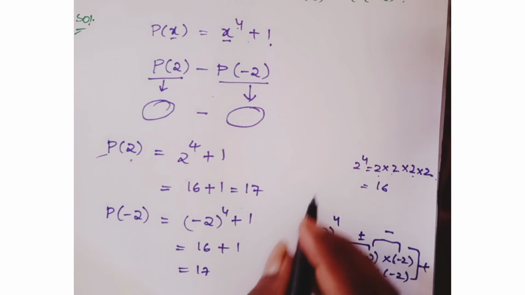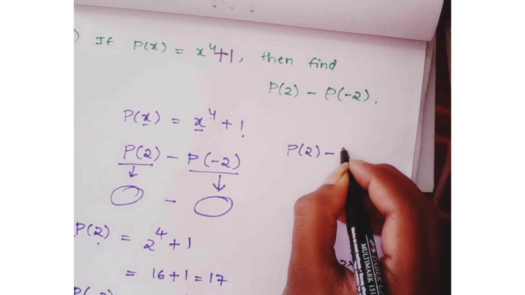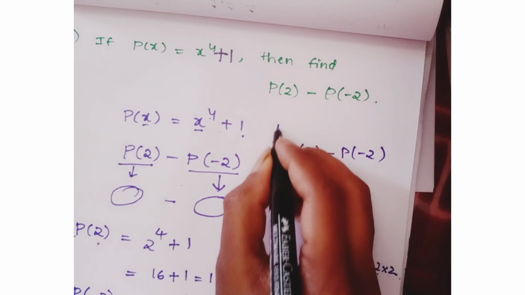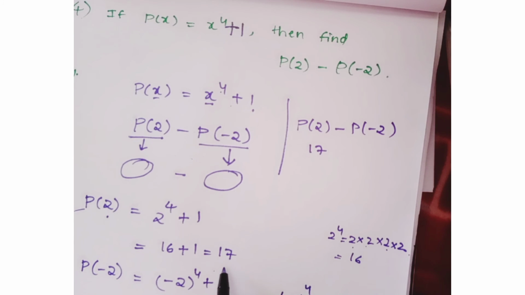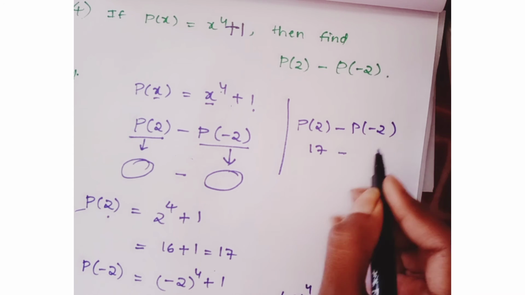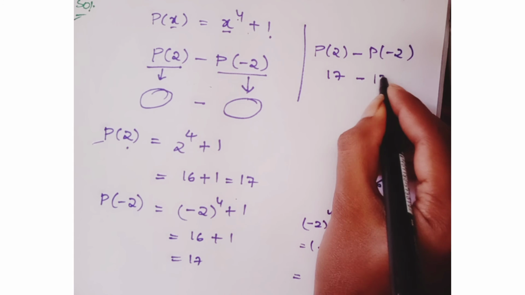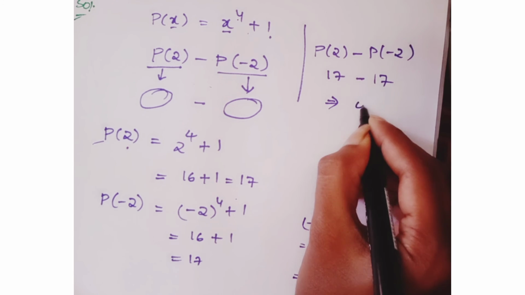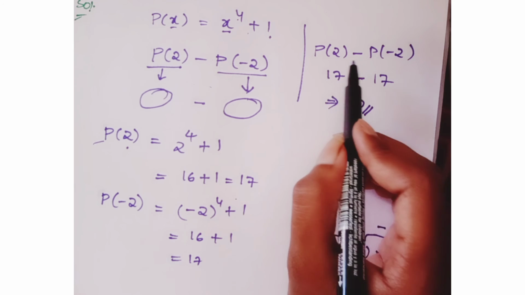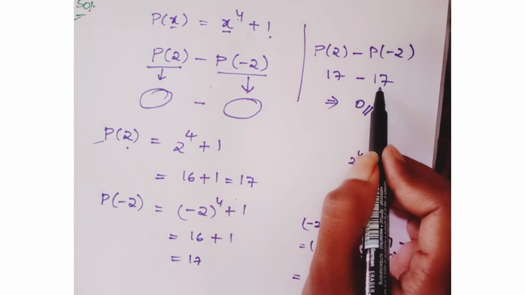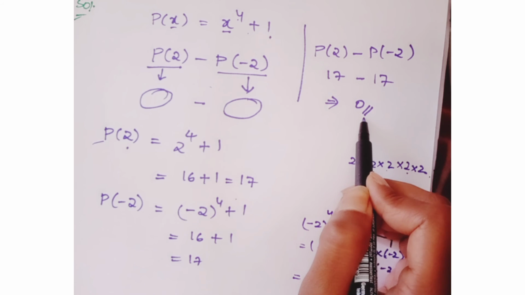So what do we need to find? We need to find P of 2 minus P of minus 2. What is P of 2? It is 17, which we got here. And what is P of minus 2? P of minus 2 is also 17. So 17 minus 17 is 0. So the final answer is 0. When I substituted P of 2, I got 17, and P of minus 2, I got 17. So when I subtract them both, I get 0 as the answer.